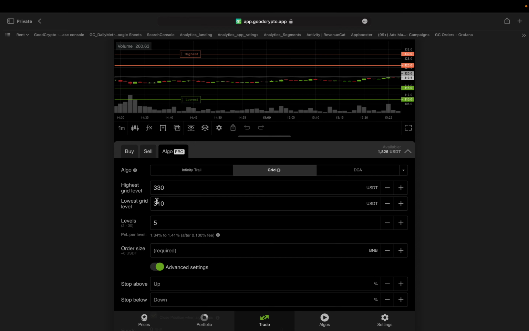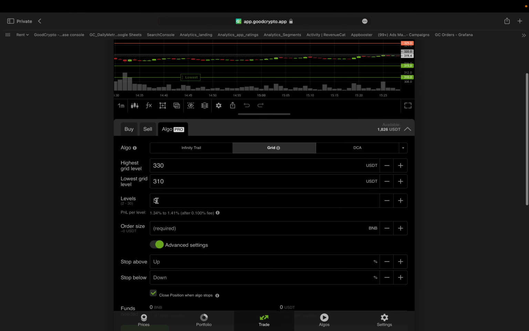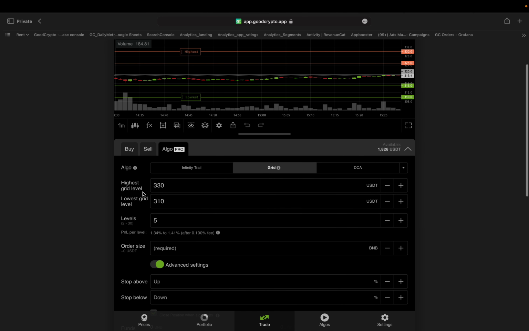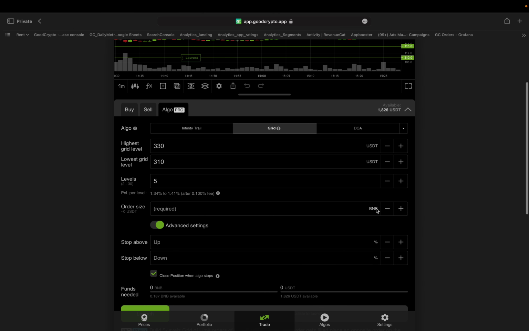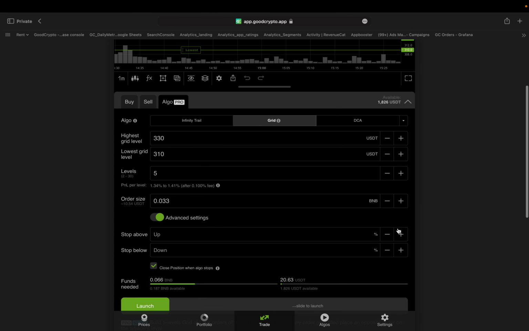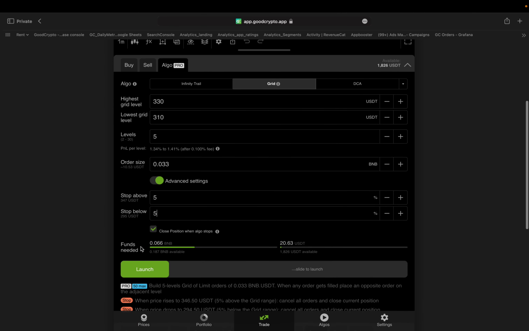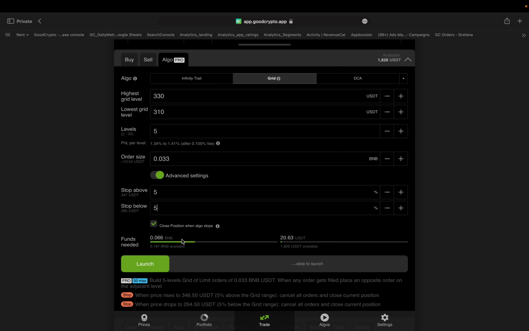We won't go into details of the analysis of the fields and the numbers that are there and the algo details once it's launched. That's again a topic for a separate video, but I'll just show you that there are a couple more settings that become available once you launch the grid. So let me keep it simple. Let's leave settings as they are. Let's put the order size here. Let's set up stops at 5% below and above. I have enough money for that.